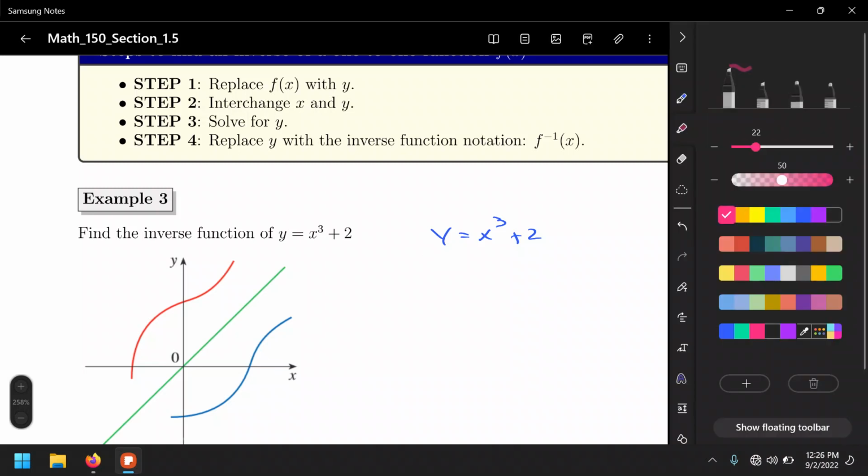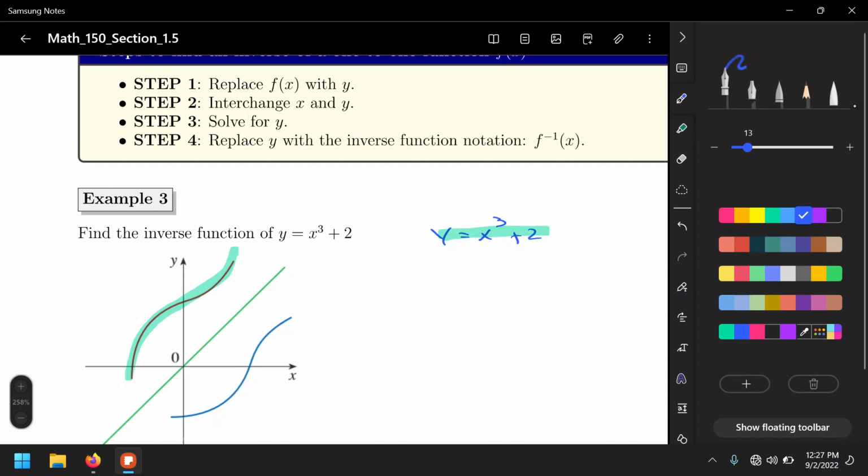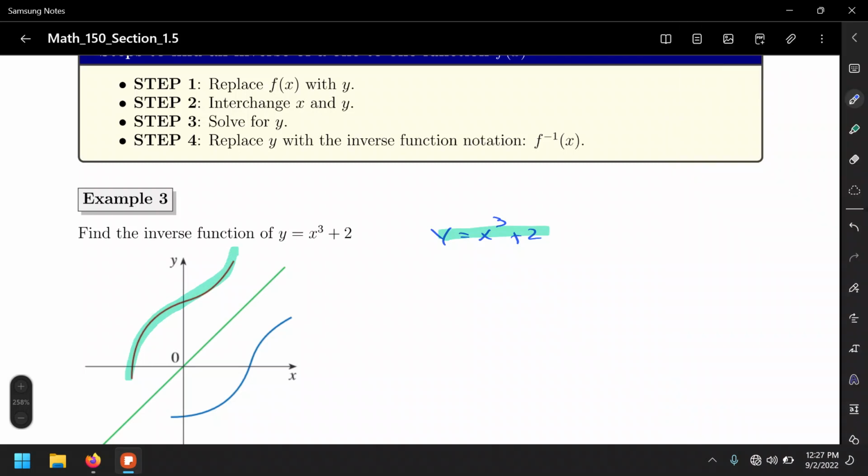Which of the two graphs, the red or the blue one? The red one, right? So let me highlight. And then I'm going to do the next step, which is to interchange the x's with the y's. So that's actually inverting the function. So we reverse the order of the x's and the y's. So x equals y cubed plus 2. And the next step, number 4, solve for y. Solve the equation for y to obtain a new function.